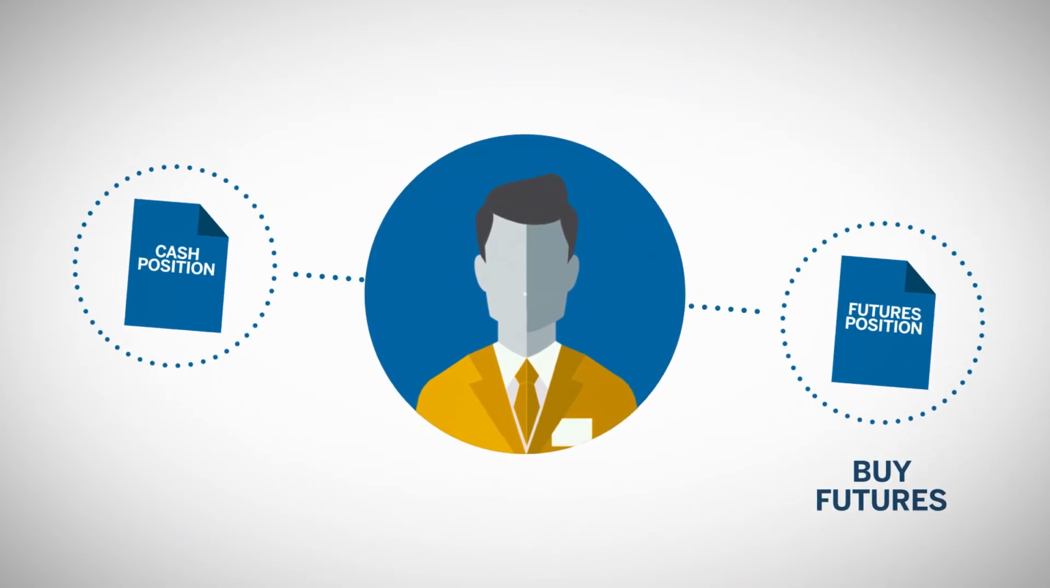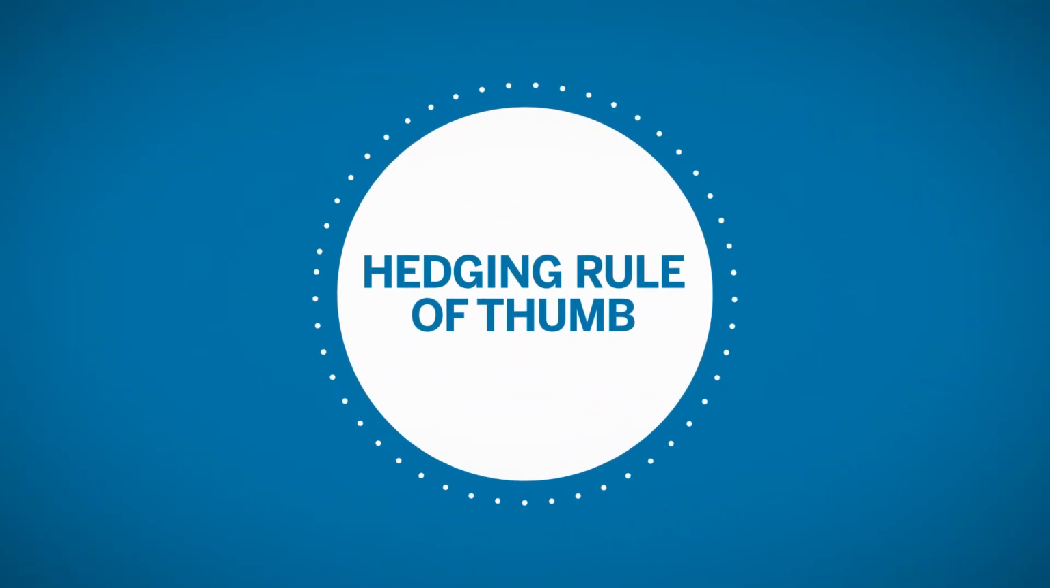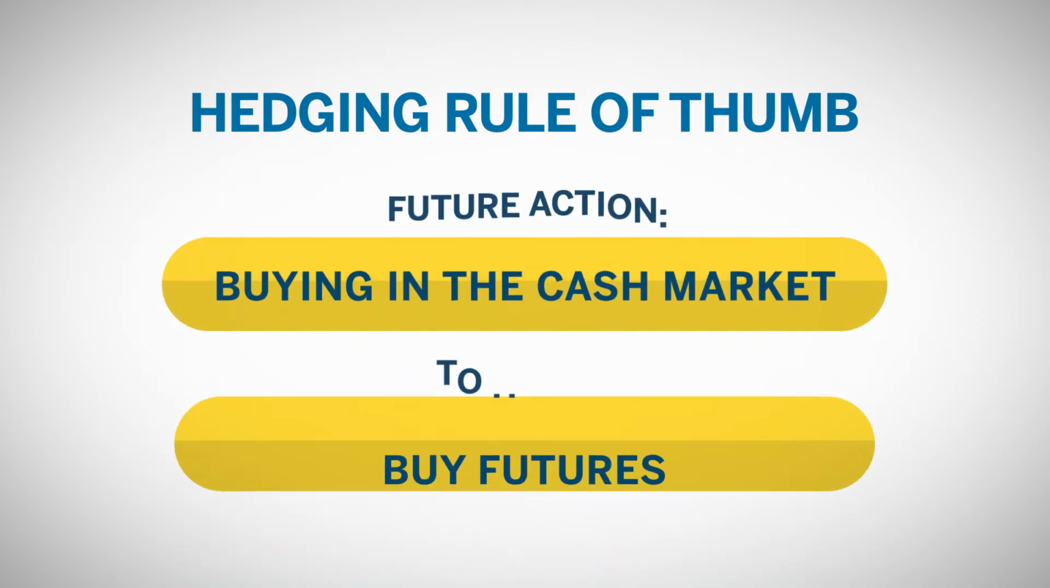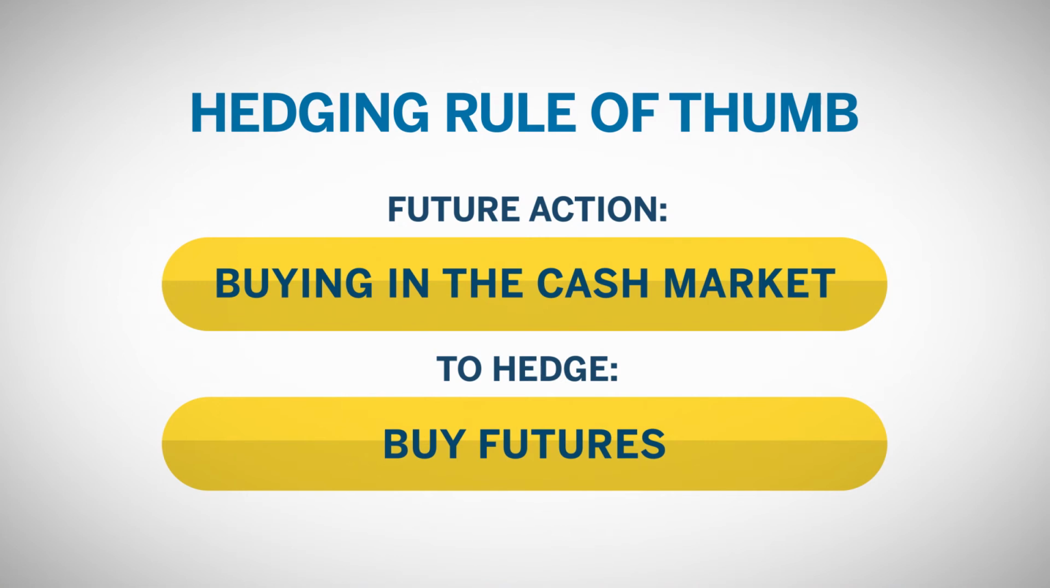Here is a good hedging rule of thumb for determining whether to buy or sell futures. If your future action includes selling in the cash market, an appropriate hedge today is selling futures. If your future action includes buying in the cash market, an appropriate hedge today is buying futures.